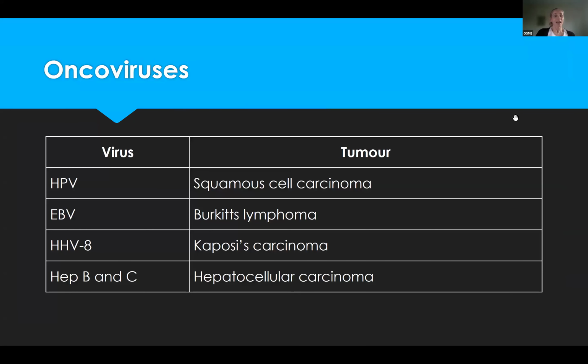Let me move this. So it's actually human herpesvirus 8 that's causing Kaposi's sarcoma. It's a sarcoma, Kaposi's carcinoma. It's a carcinoma in the mouth. And this is just a summary of some of the tumors you will probably be hearing more about in association with oncoviruses. The mechanisms by which the viruses cause the tumors to develop can be slightly different.